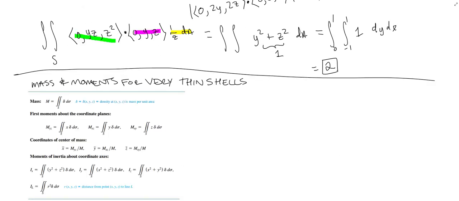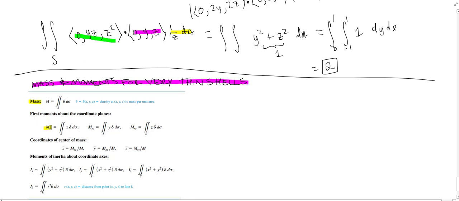Alright, so the last thing to mention is just some formulas, and we've seen these actually before, and there's just a little new part here. So this is for mass and moments for very thin shells. And so we have a formula for mass, for the first moments about the coordinate planes, about the YZ plane, XZ plane, and XY plane. We also have coordinates for the center of mass, so the center of mass in 3D would be x bar for the x coordinate, y bar, and z bar.